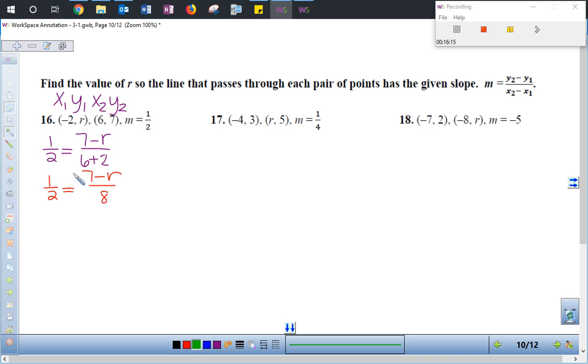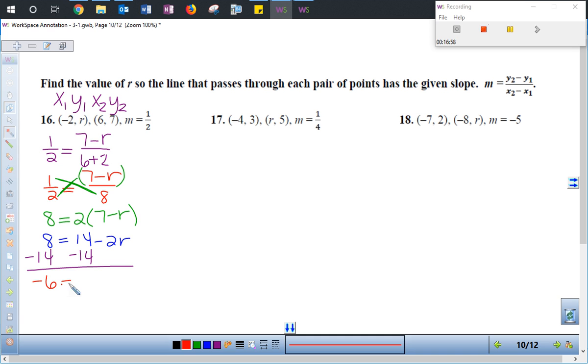But before I do that, remember I have two terms up here, so I need to group them with parentheses, and then I can cross multiply. So 1 times 8, which is 8, is going to be equivalent to 2 times the quantity of 7 minus r. Now to solve, I just need to distribute and solve. So 8 equals 2 times 7 is 14, and then 2 times negative r is negative 2r. I can subtract 14 from each side, and I'll be left with negative 6 equals negative 2r. Then divide each term by negative 2, and r equals 3.